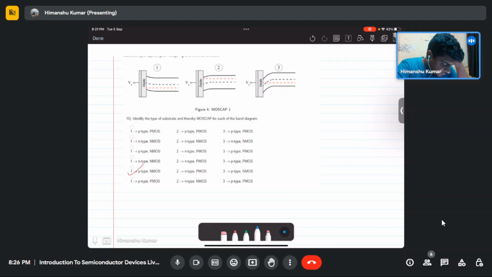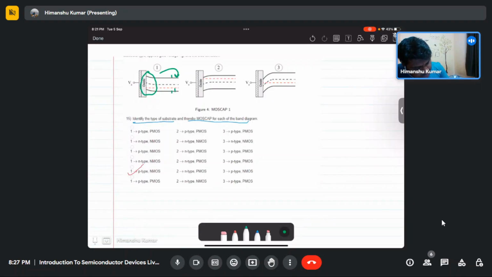Let's move to the next problem. Identify the type of substrate and thereby the MOSFET for each of the band diagram. To find the substrate, we need to see the band diagram deep inside, not at the surface. To identify the substrate, we look at what the band diagram looks like here. If you see the band diagram here, this is EF, which is closer to the conduction band. So the substrate is P type.